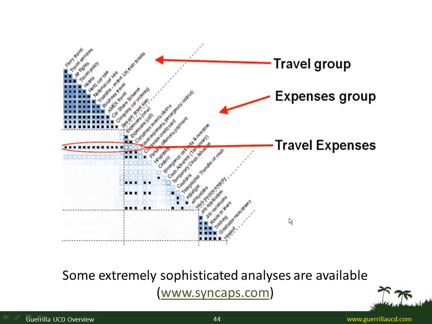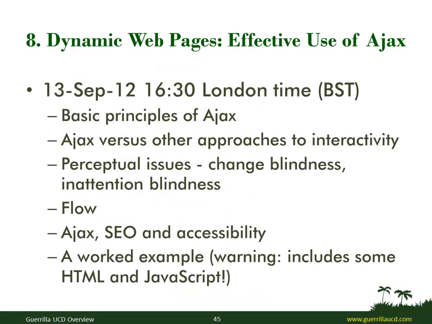So these black cells are showing that this is where travel expenses is organized in the current design. So this is something which is appearing effectively in the wrong place, and the data that we've got now from this kind of analysis would tell us that we should perhaps put travel expenses in both the travel group and the expenses group. And we'll talk about that kind of analysis in that session.